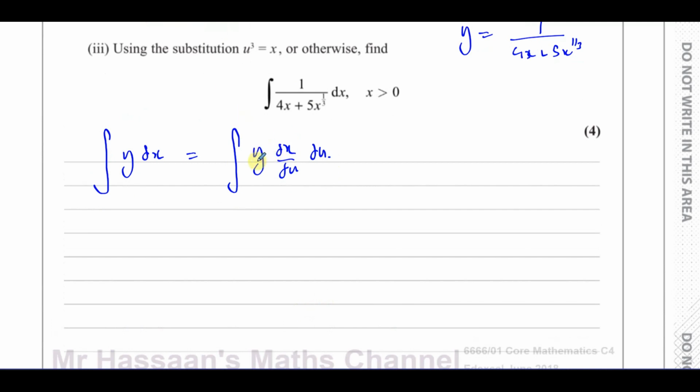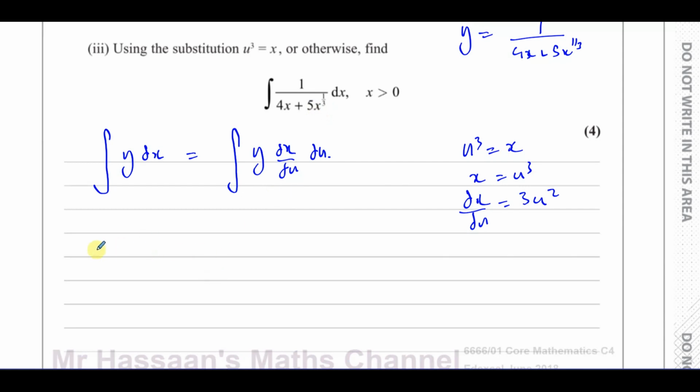Basically the y and the dx/du have to be expressed in terms of u. So you have u cubed equals x. So I can say x equals u cubed. So I can say dx/du: if I differentiate this with respect to u, it's going to be 3u squared. And my y, I know that x equals u cubed, so I'm going to replace the x here with u cubed.